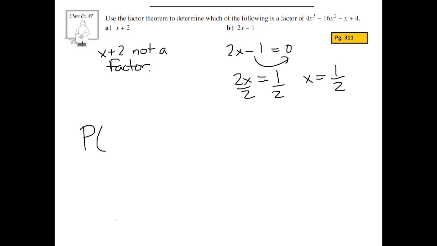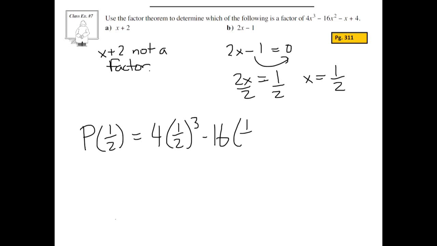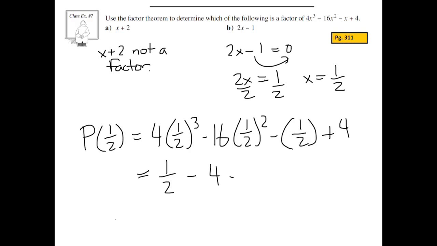So we've got p of 1/2 is equal to 4 times 1/2 to the power of 3 minus 16 times 1/2 to the power of 2 minus 1/2 plus 4. So 4 times 1/2 to the power of 3 is just going to be 1/2 when you figure it out. 16 times 1/2 to the power of 2 will actually give you 4. And then we've got a negative 1/2 and we've got a positive 4.